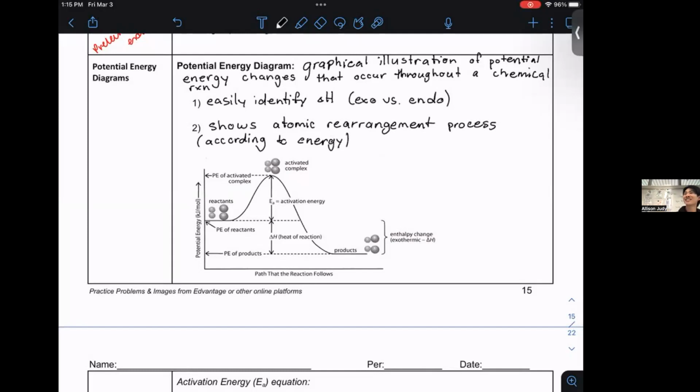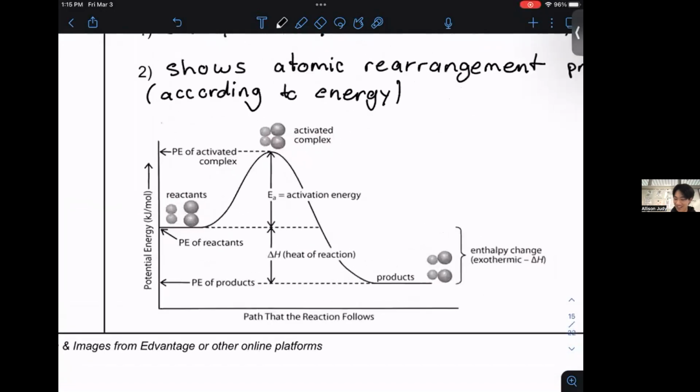Question about what something says? No? Yes? No? Okay. So anyways, going down to the graph.